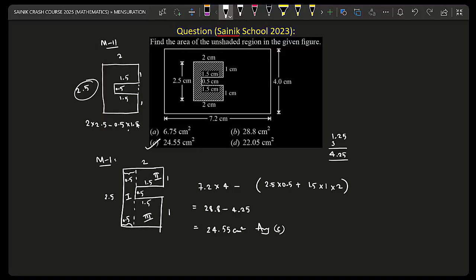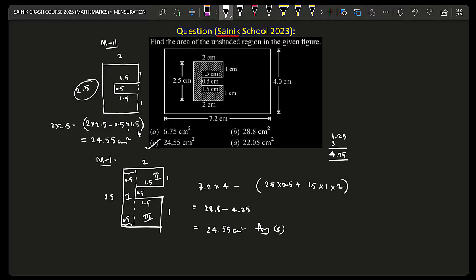If you subtract this from 2 into 2.5, you will get the shaded region in the actual figure. This will also give you the same answer. I'm not simplifying here, but you get the same answer, 24.55 centimeters square. Okay, very good, Shreyash. So both methods are true here. Any method as you wish.